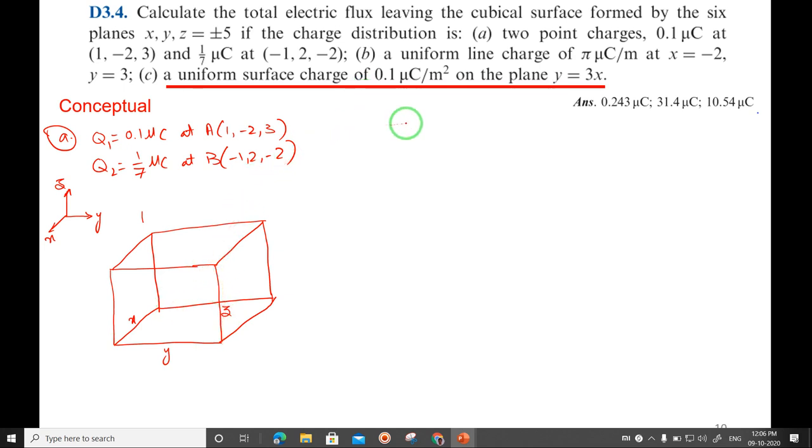So the limits x, y, z, they are all lying between minus 5 to plus 5. Minus 5 to plus 5.